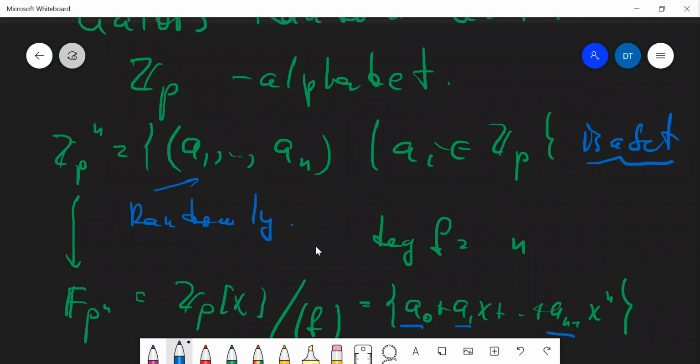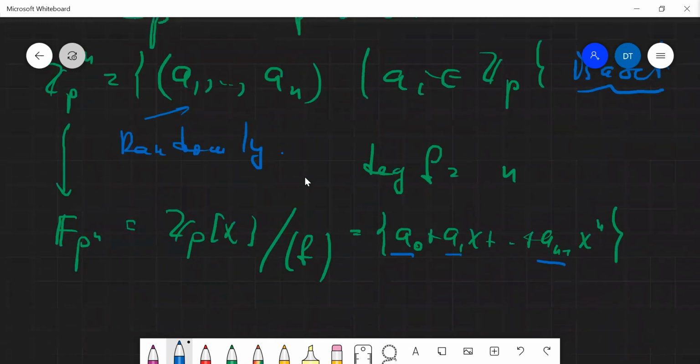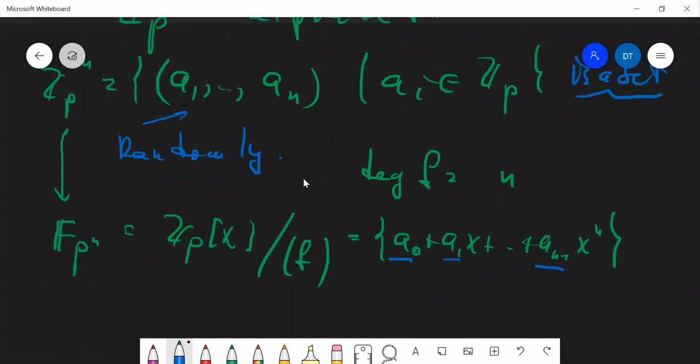Thank you. But now it's inconvenient to deal with a set. I just want to provide more structure on this set. I want to make the set a field. So what does it mean?